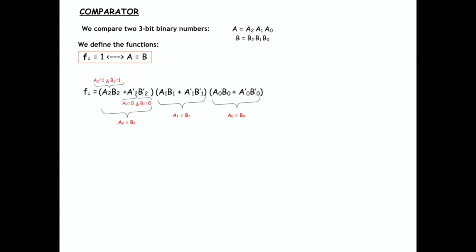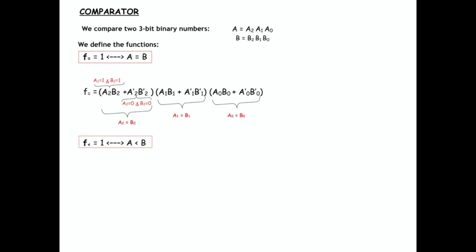Any questions about this? So this is for the comparator function to be 1, for them to be equal. This has to be true. If even one of them is not equal, the whole thing is going to be false. So that was pretty simple.